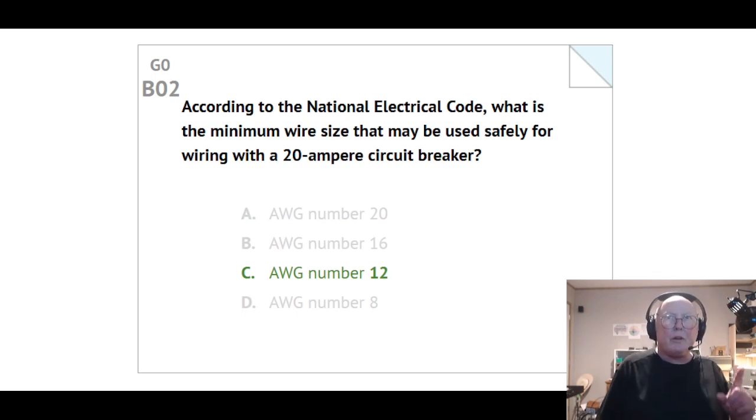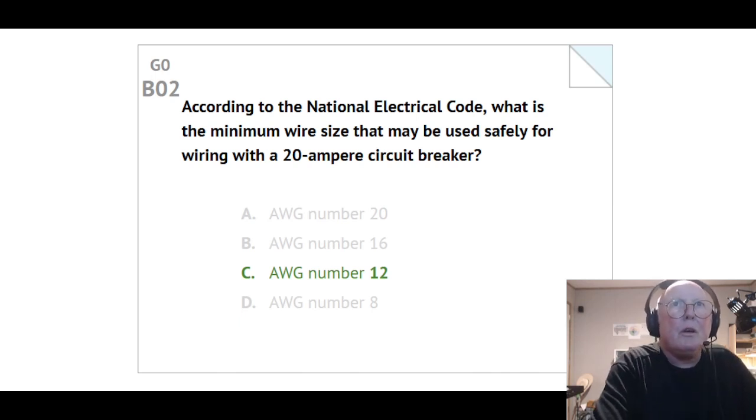And the correct answer is 12 AWG, American Wire Gauge number 12. So just think preteen. 12 AWG. Okay, 12 gauge.